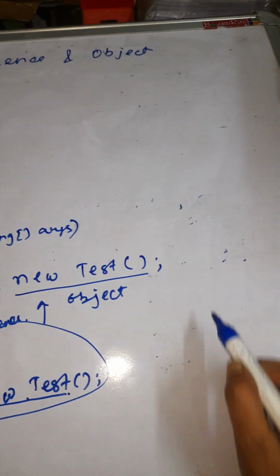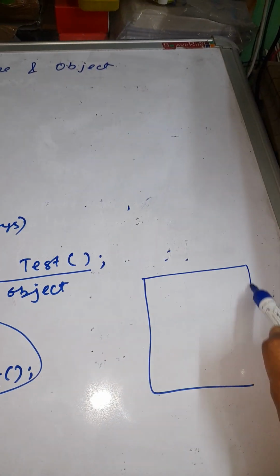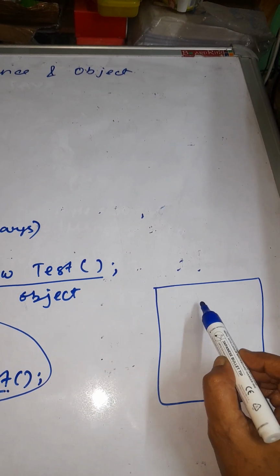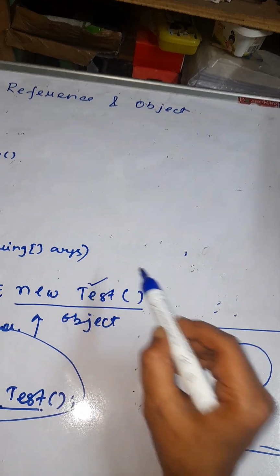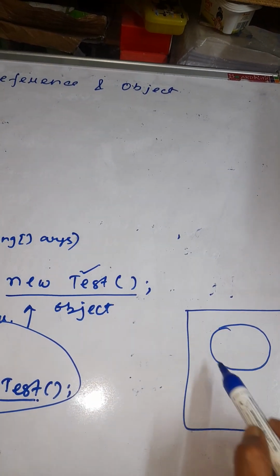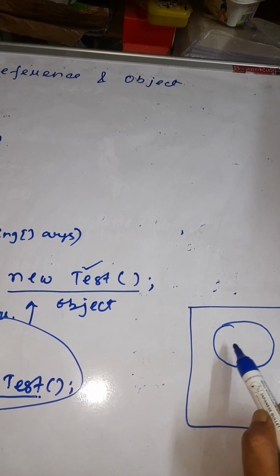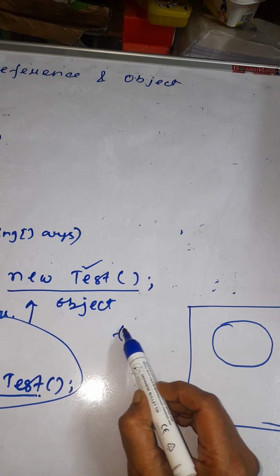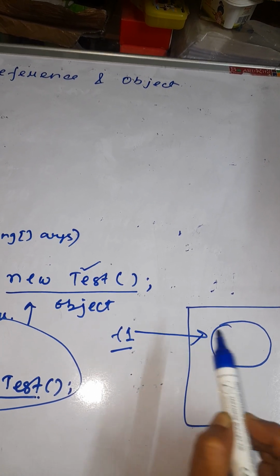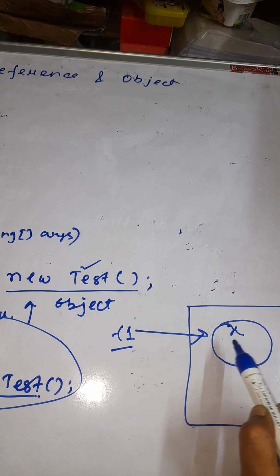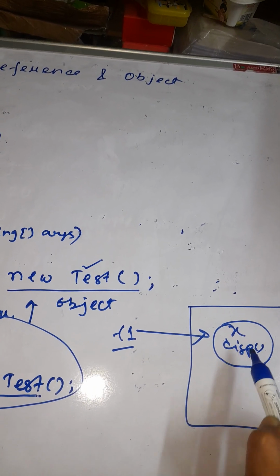So what will happen in the memory? When we create an object, the object will be stored within the heap memory. So when we use new Test, within the heap memory the new Test object will be stored. And t1 is the reference type of variable which will store the address of the object. So what is this? We have the x variable and the disp method.